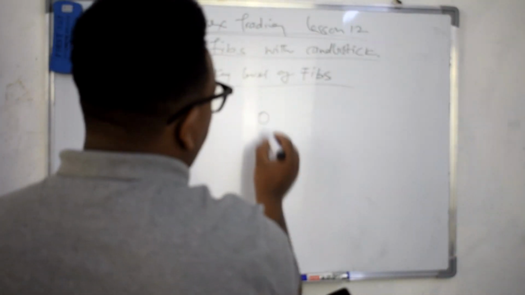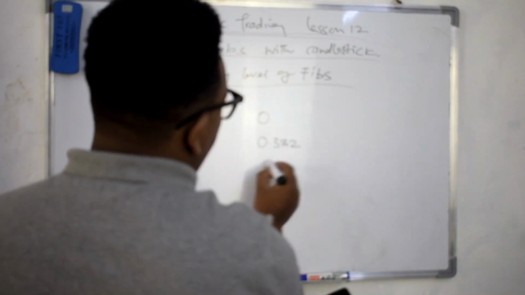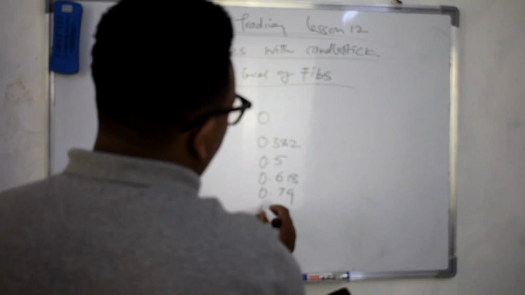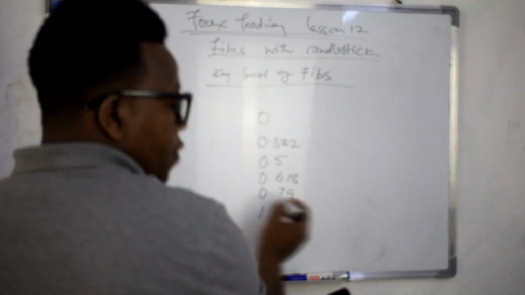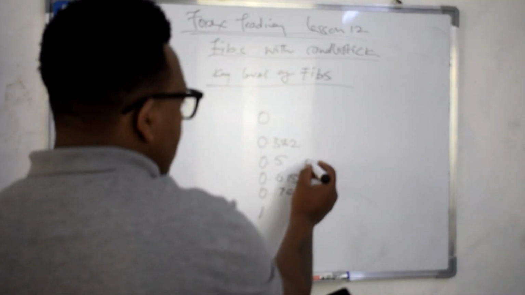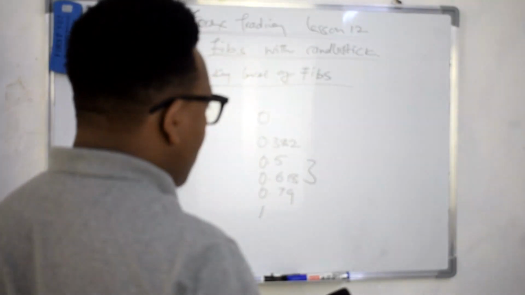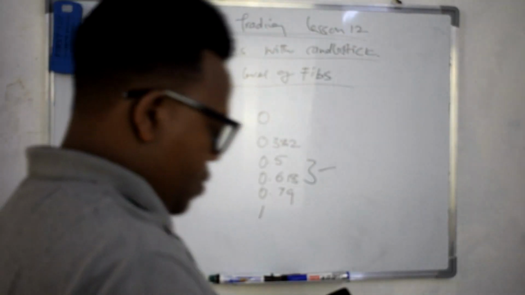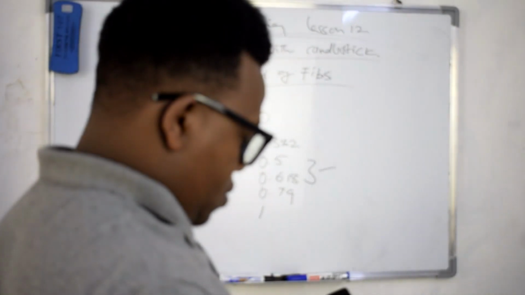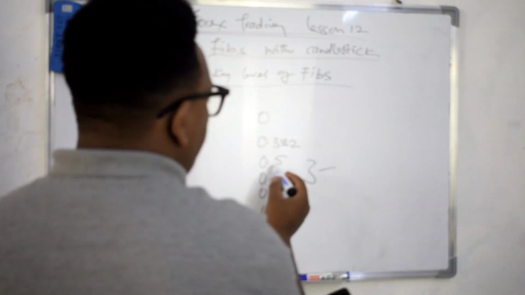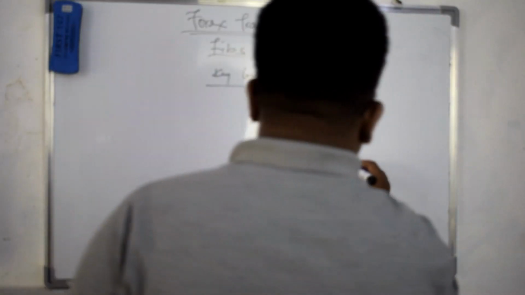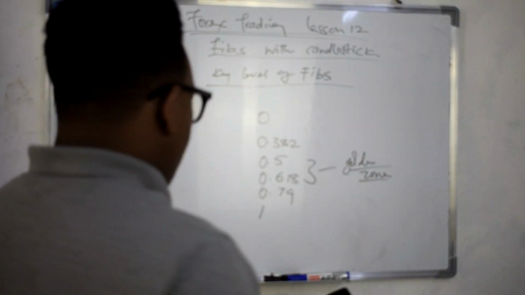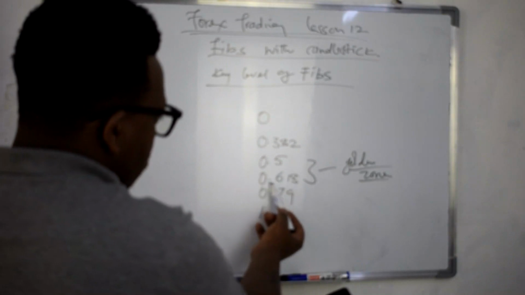First of all, we have 0. We also have 0.382. We have 0.5, 0.618, 0.79, and of course we have 1. If you have used Fibonacci before, you do understand these 0.5 to 0.618. With 0.5 and 0.618, this is what we call the golden zone. So this is the golden zone, meaning in most cases the market retraces to this area.